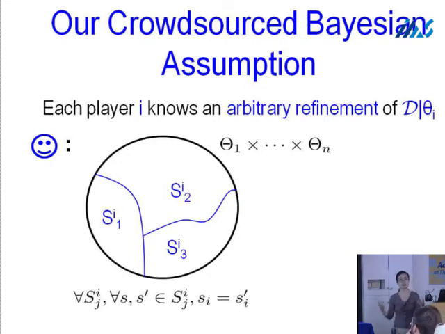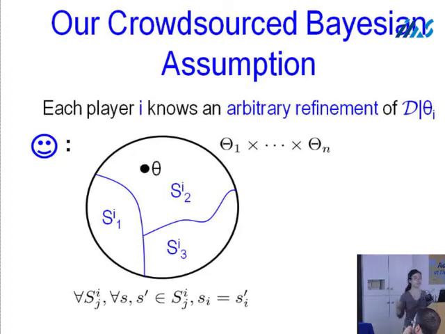For each player i, there exists some partition of the valuation space. And the partition can be really arbitrary, with only one requirement: if two valuation profiles belong to the same set in this partition, then these two profiles have to coincide on this ith component. That actually reflects the fact that player i always knows his own valuation. This is a consistency requirement.